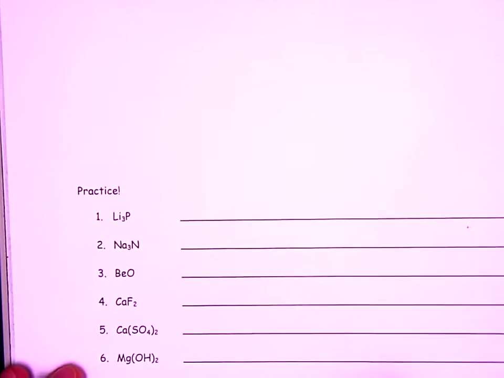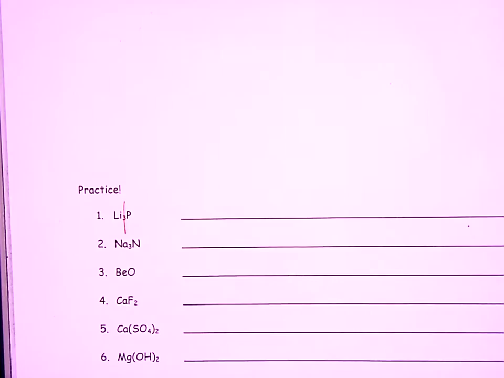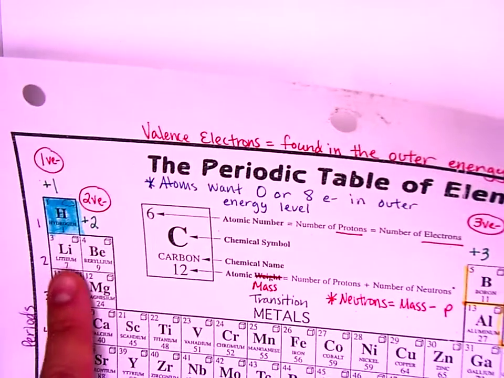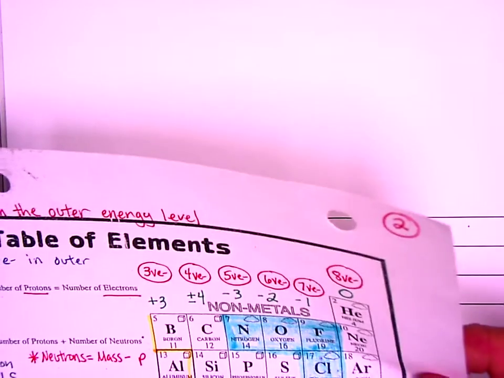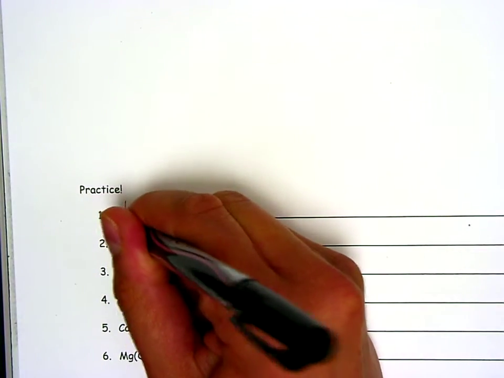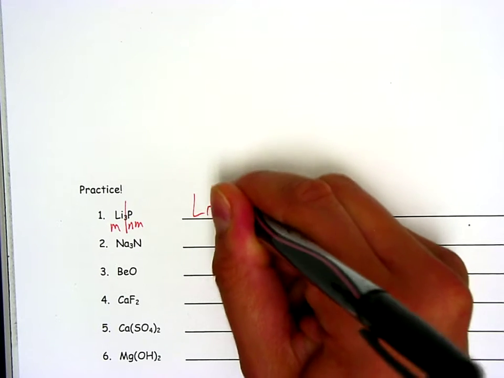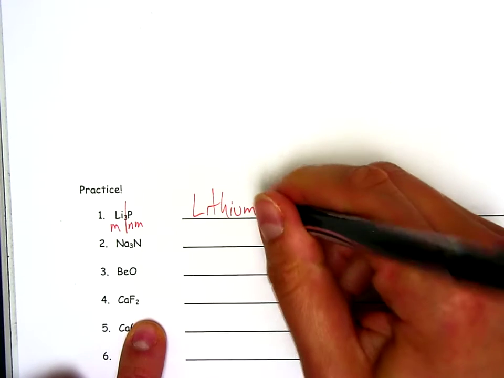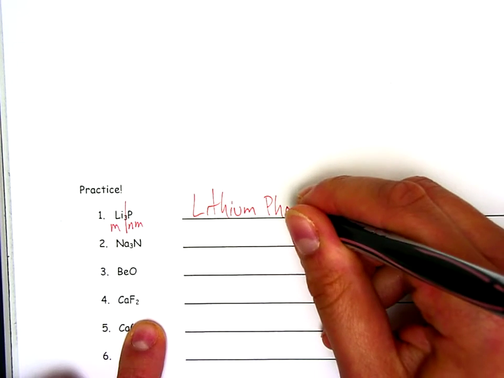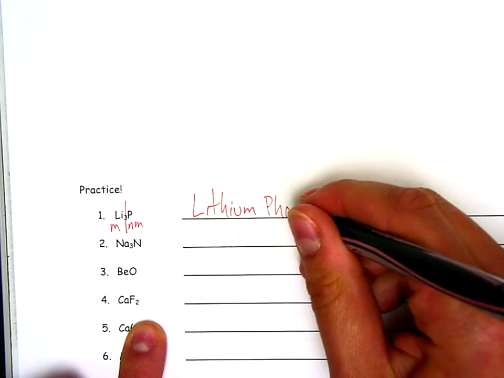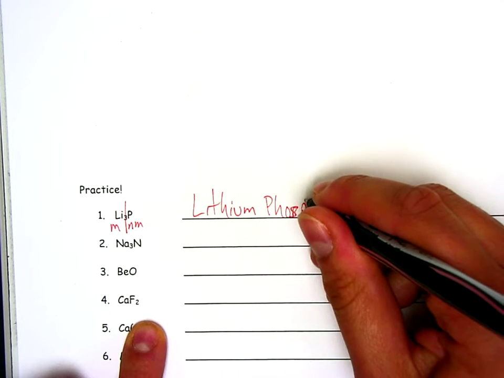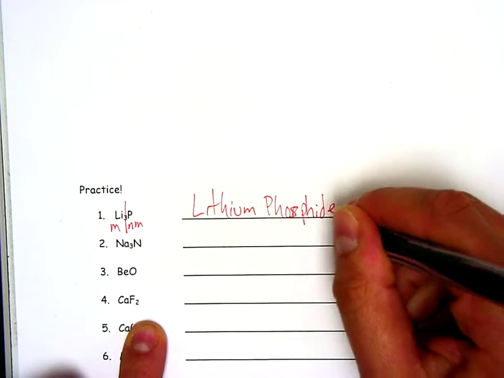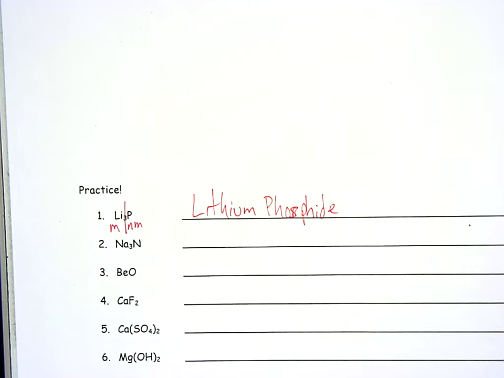So for example here, if we had LiP, lithium is from the left of the stairs, left side, so that's a metal. P is phosphorus from the right, so that is a non-metal. Okay, so metal, non-metal. So this would be lithium. We don't change the name of the metal. Phosphorus. Instead of saying phosphorus, we take off the ending and we write phosphide. Okay, we change the ending from phosphorus to phosphide.